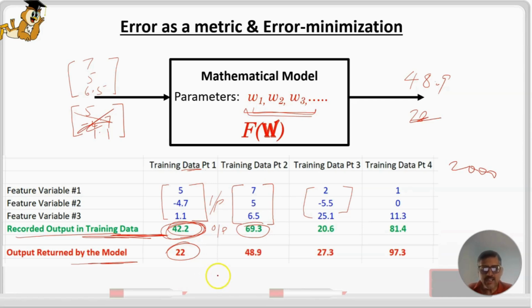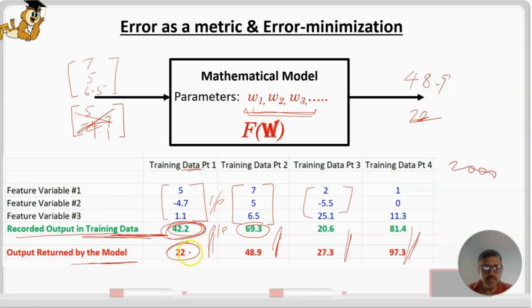What you would ideally like is for these two numbers, these red and green numbers, to be as close as possible, right? And if that happened, you could claim that the model was replicating the behavior of the training data very well. So you want to select the values of parameters W1, W2, W3 and so on, so that the difference between the red and the greens for each training data is minimized, right? You could say that the difference between the green and the reds is actually the error, right? It is the error.